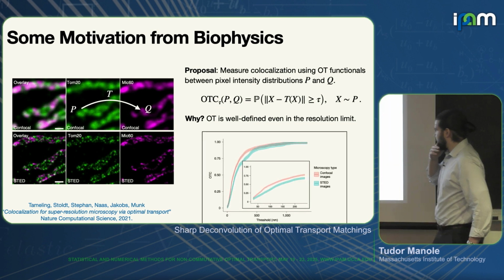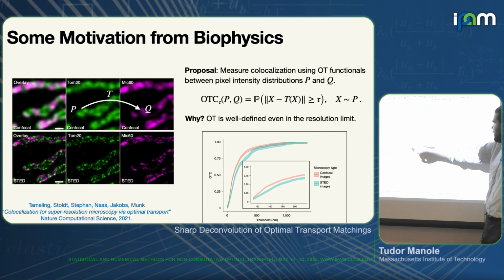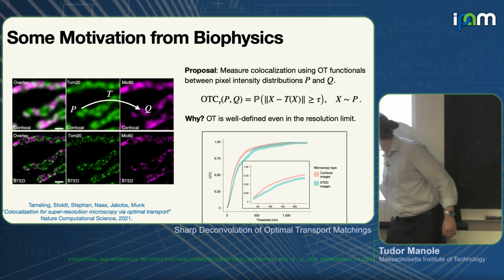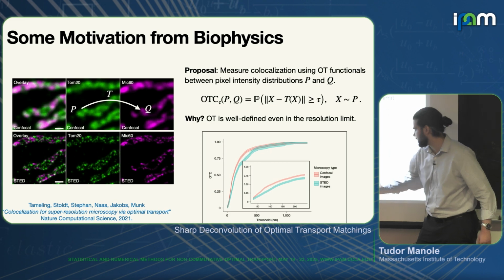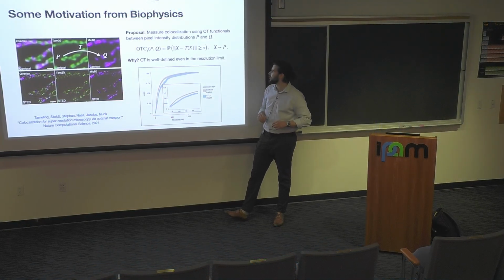This is a picture from their paper to show you what these optimal transport colocalization curves look like. So here in red, I'm showing you this functional as a function of tau. So tau is ranging on the x-axis. This is on the scale of nanometers. So these figures are on the scale of a couple hundred nanometers.